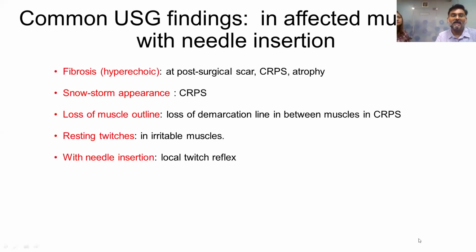patients. What are the common USG findings in affected muscles with needle insertion when USGDN is done? First is fibrosis, that the muscles could appear very hyperechoic. This generally happens at post-surgical scars when there is CRPS or there's atrophy of muscles. CRPS could sometimes show snowstorm appearance of muscles. There could be loss of muscle outline, that is loss of demarcation line in between muscles in CRPS. In irritable muscles, in many pain conditions, there could be resting twitches, not just in CRPS, in other pain conditions as well. And with needle insertion, you could elicit a local twitch reflex, which is visualized on the ultrasound.